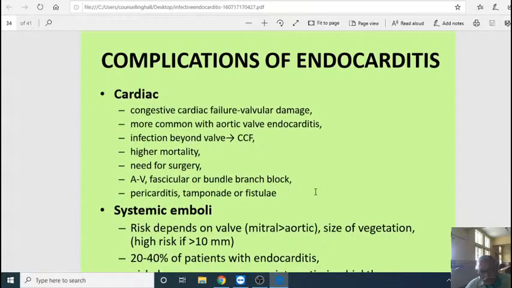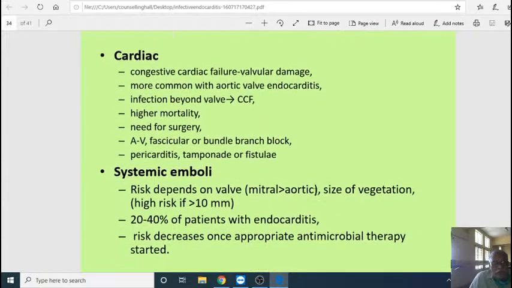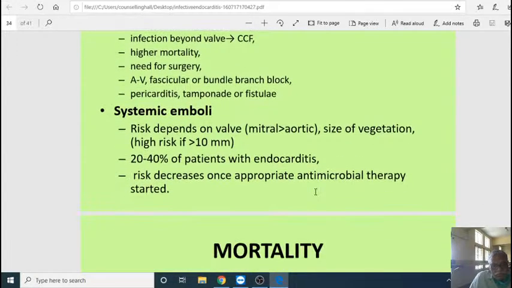The complications of endocarditis: the cardiac complications are congestive cardiac failure and valvular damage, more common with aortic valve endocarditis. Infection beyond the valve leads to congestive cardiac failure, which leads to high mortality and morbidity, and they do need surgery. AV nodal or atrioventricular or bundle branch blocks may result, and they may even develop pericarditis, cardiac tamponade, cardiac fistulae, and rupture of the atrial septum and ventricular septum can also result.